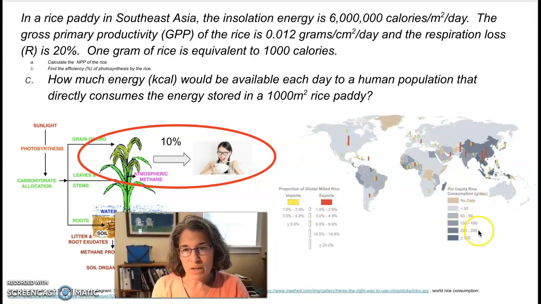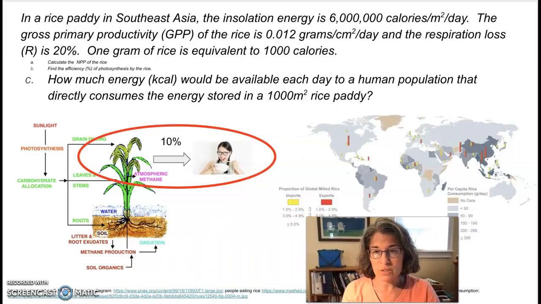And the tones of gray show you how much rice consumption per capita, or per person, occurs in different areas around the world. And those are shown in grams per day. In the areas where you see darker gray, greater than 300 grams of rice per day. So you can actually see that much of the world's population relies on rice as their main dietary staple, or at least as a significant supplementary dietary staple. So a really important question for us to consider.